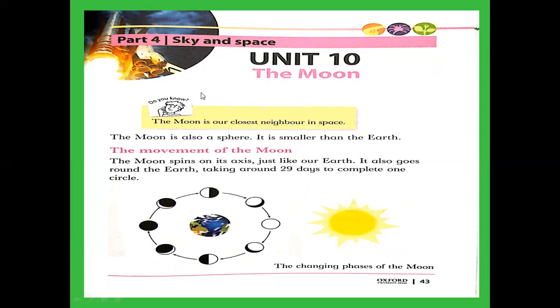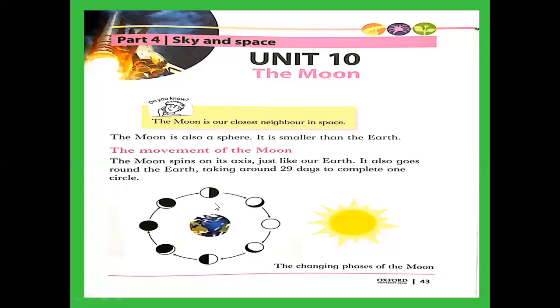Okay, let's start. Listen to me. The moon is our closest neighbor in space. The moon is also a sphere. It is smaller than the earth. The movement of the moon. The moon spins on its axis just like our earth. It also goes round the earth, taking around 29 days to complete one circle.